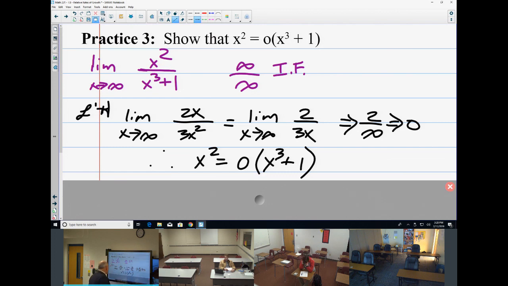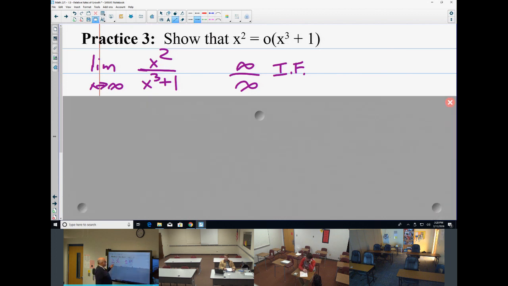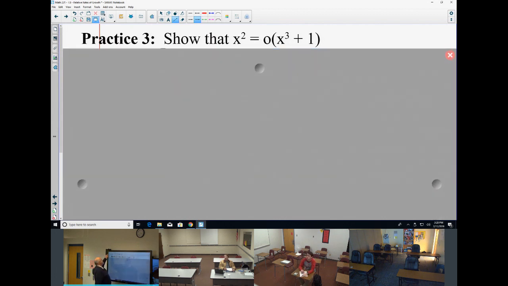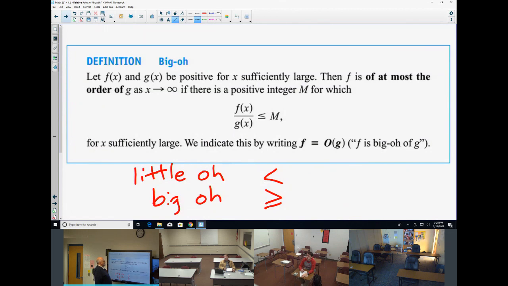Okay, so that's little o. And then the last idea is big O. Now, big O is slightly different because if they tie, then you can say that one is big O of the other.